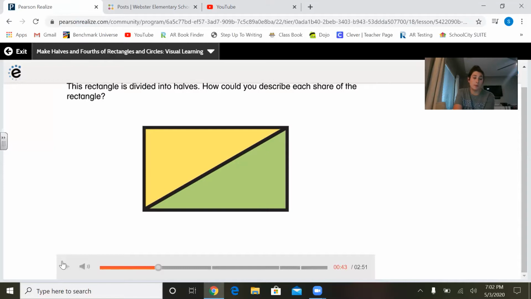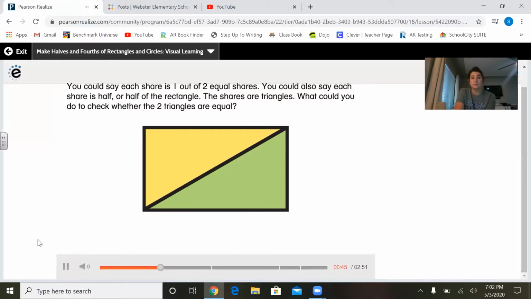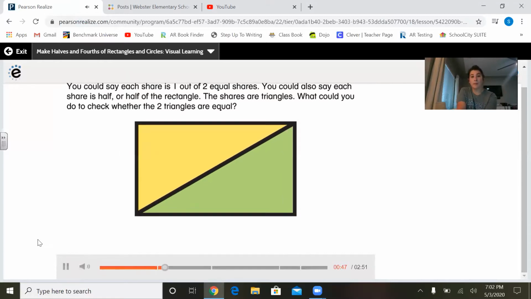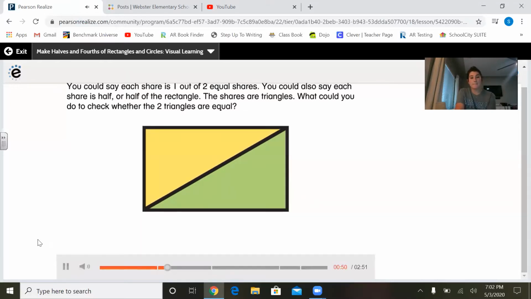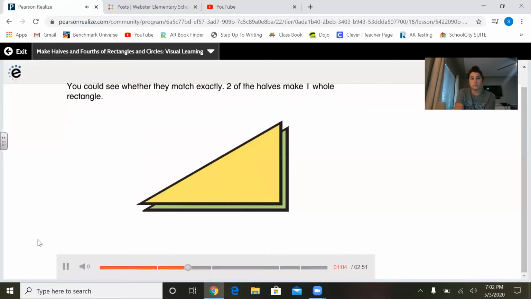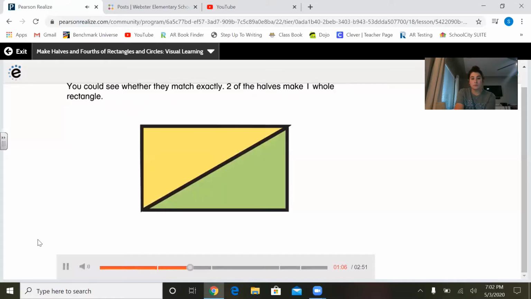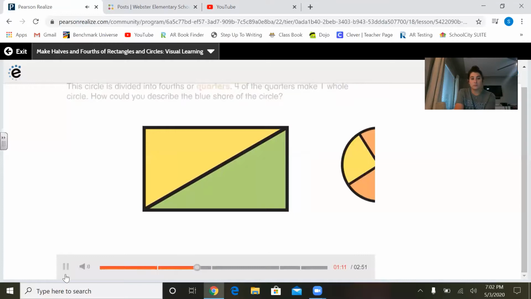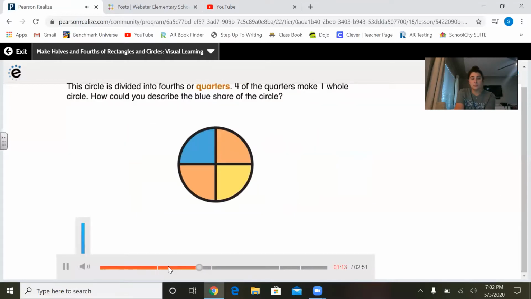And same thing for the green part. You could say each share is 1 out of 2 equal shares. You could also say each share is half, or half of the rectangle. The shares are triangles. What could you do to check whether the 2 triangles are equal? You could see whether they match exactly. 2 of the halves make 1 whole rectangle. This circle is divided into fourths.